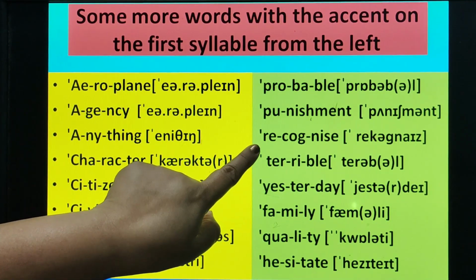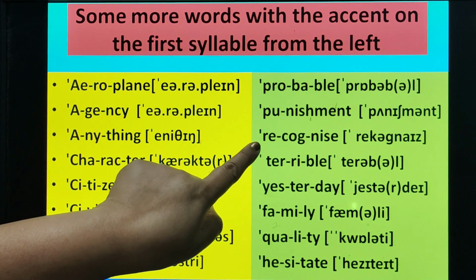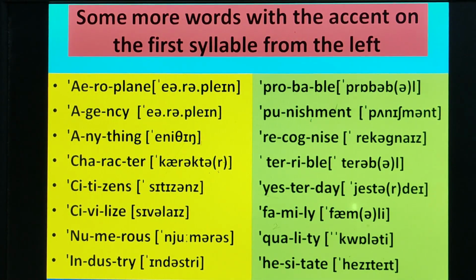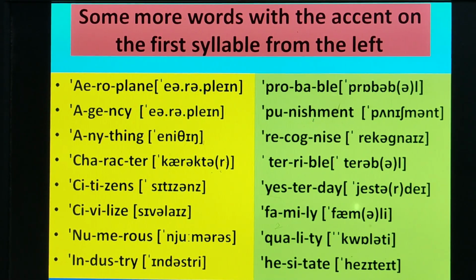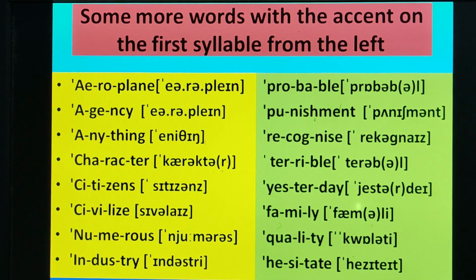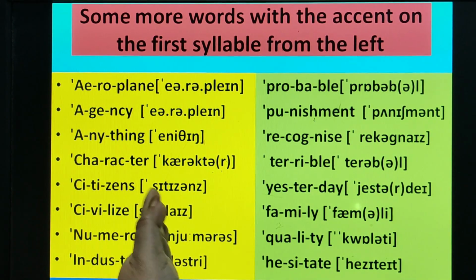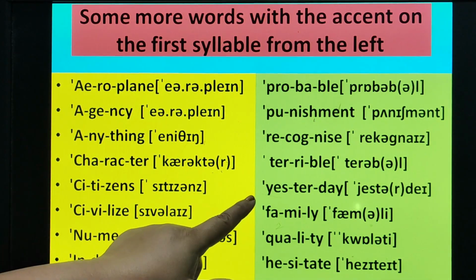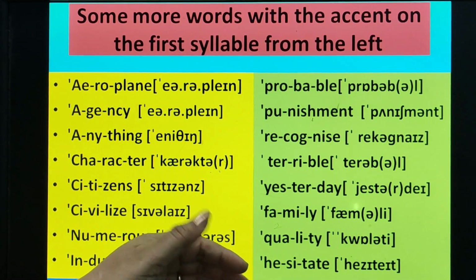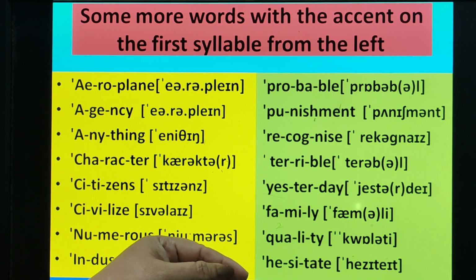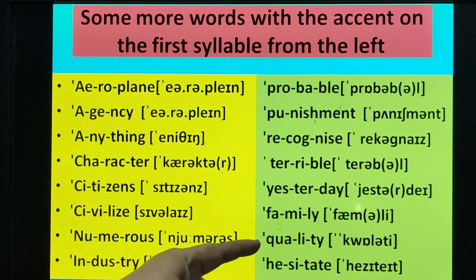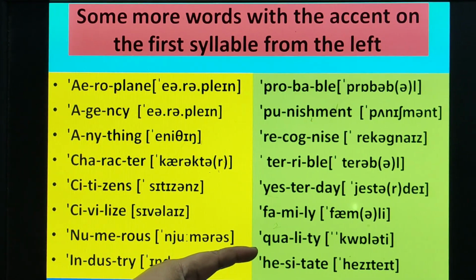Now here it's recognize, recognize. We normally say recognize, right, but the actual way we need to pronounce it is recognize, or terrible. See here, T-E-R-R, so the two R's, one here and the other in the other syllable. Yesterday, with a Y sound, yesterday. Family, quality, hesitate. So this is the way we go about whenever we talk about words.